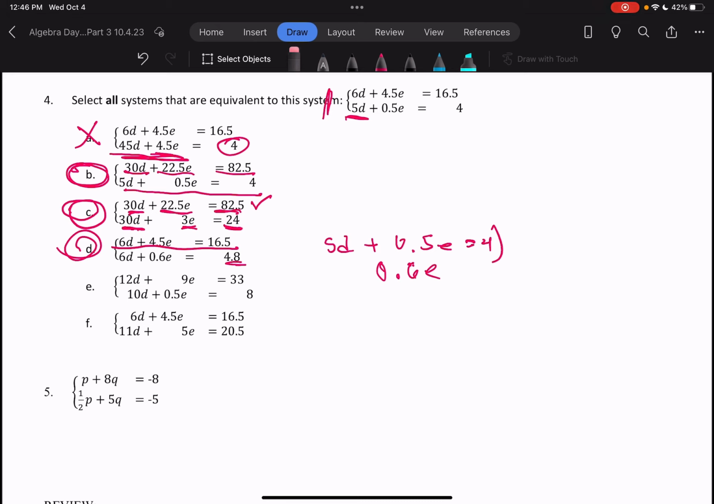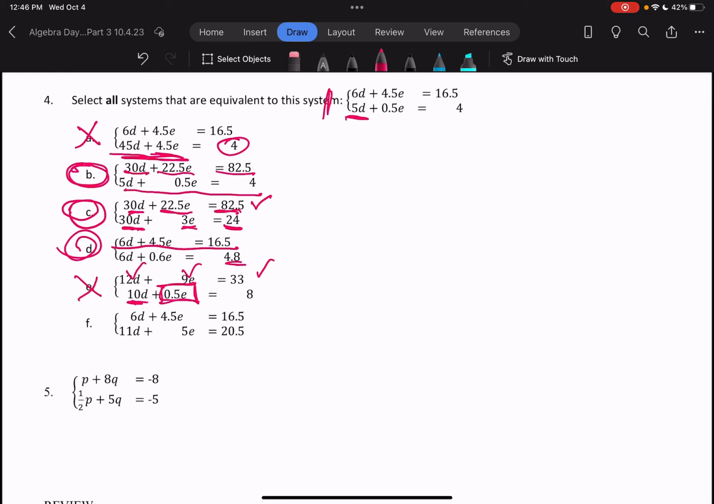Quite interesting. All right. Letter E says they multiplied the first one by 2. So that checks out, that checks out, that checks out. And then they multiplied the second equation also by 2. So 2 times 5 is 10. Ooh, but 2 times 0.5 is not 0.5E. So they did not multiply the entire thing. So that is not true.